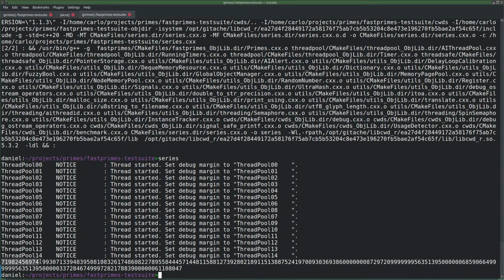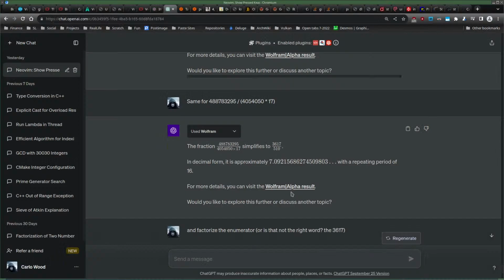Right, then we'll take this number ending on a 5, and now we're going to ask ChatGPT to, so same 4 on that number, but ending on a 5, divided by well, this times 19.